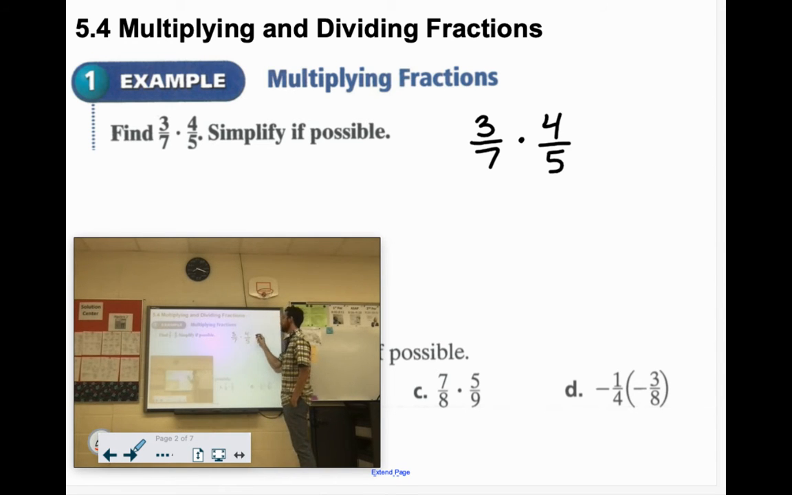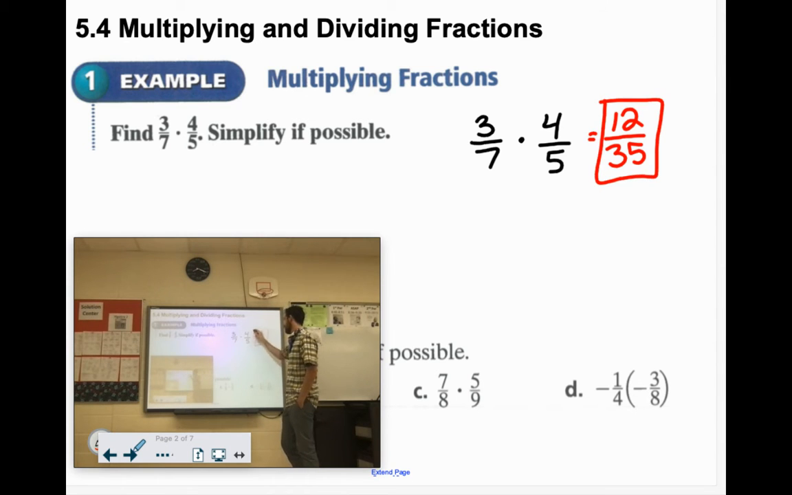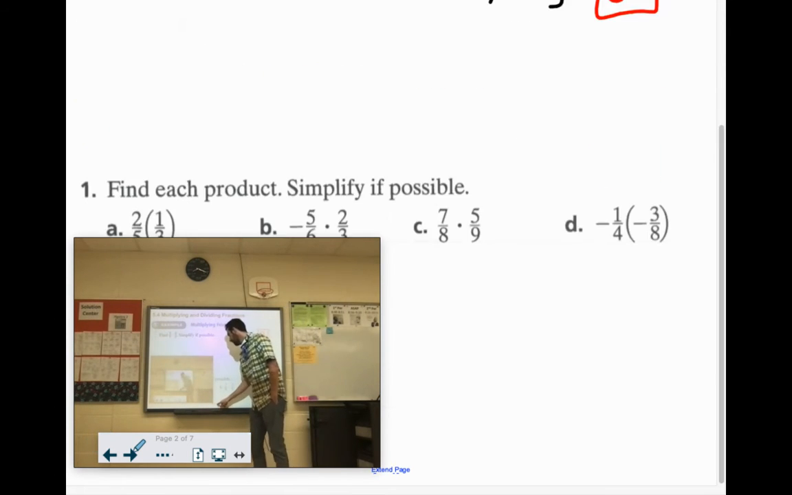So 3 times 4 is 12. 7 times 5 is 35. Is there anything that 12 and 35 have in common except for 1? No. So that would be our final answer on that. See, not bad, huh?